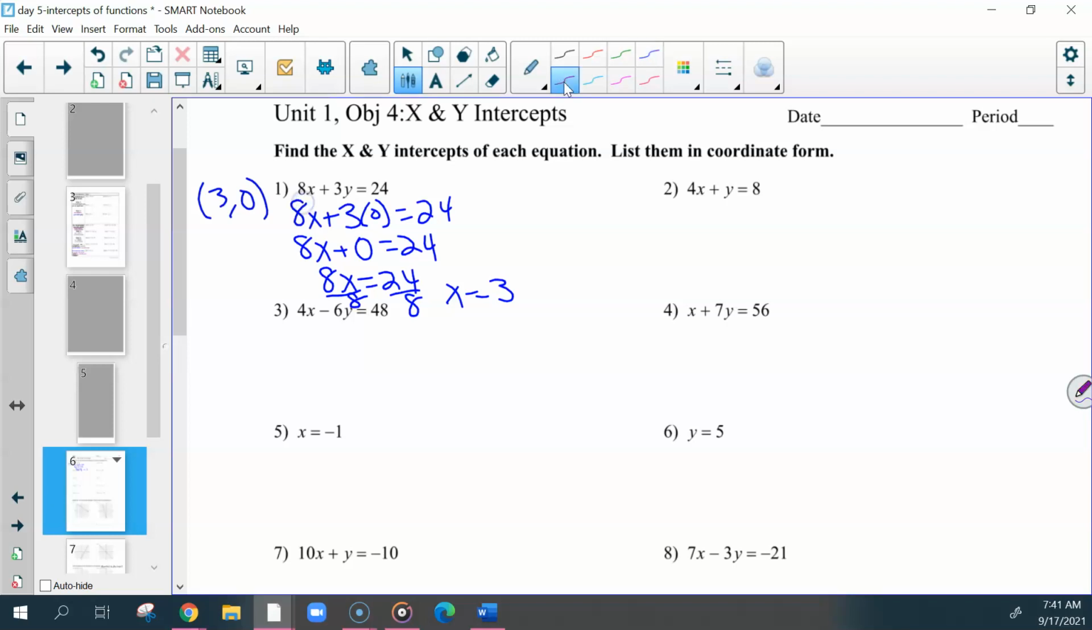I'm going to do the exact same thing for y, except now the 0 is going to go in for x. And solve. So this would become 0. I could really just set those equal to one another and solve, by dividing both sides by 3 to get 8. So that y-intercept would be at 0, 8.